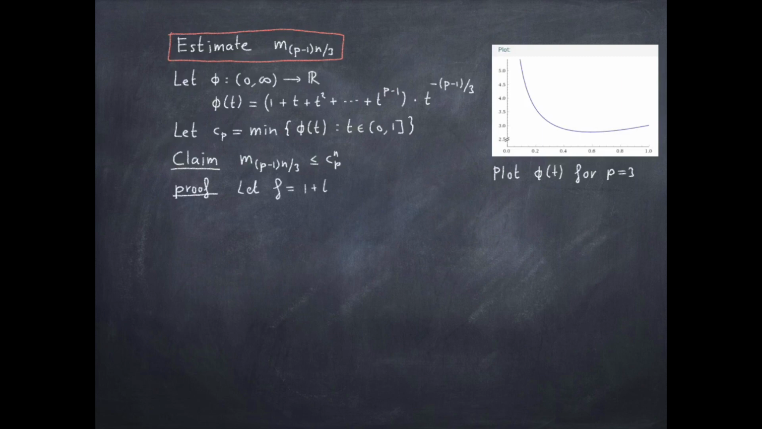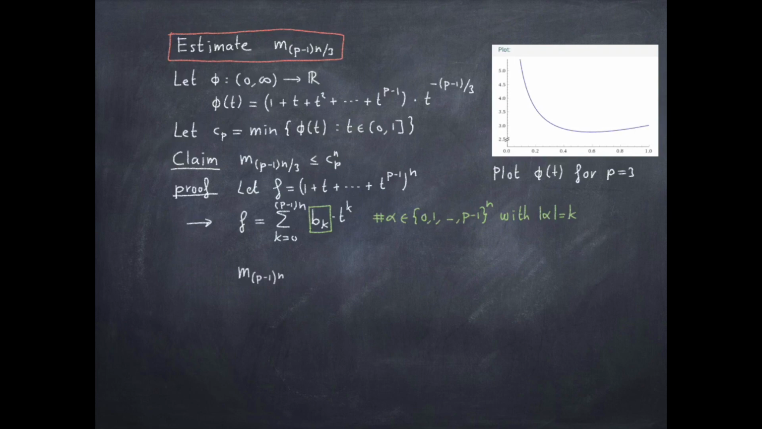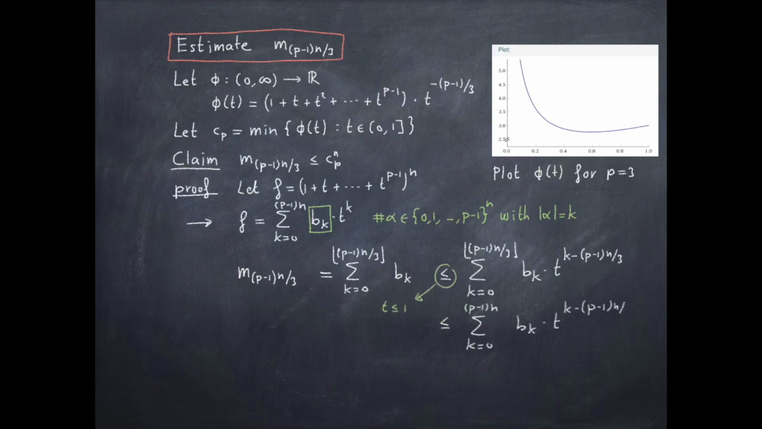Okay, let's look at the proof. We define the function f to be the nth power of the sum of 1, t, t squared and so on up to t to the power p minus 1. Expanding f, we see that the coefficients exactly count the number of monomials x^alpha of a given degree. Using the fact that t is at most 1 and positive, the required estimate easily follows.